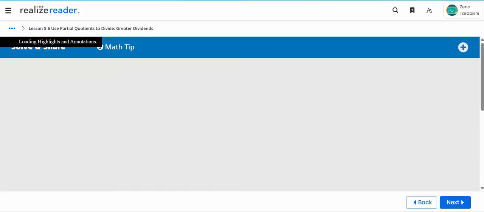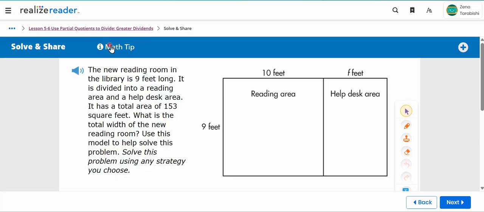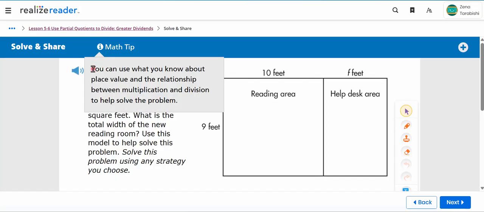Let's go ahead and begin our solve and share on page 189. And in this lesson, our math tip for the day is you can use what you know about place value and the relationship between multiplication and division to help solve the problem.